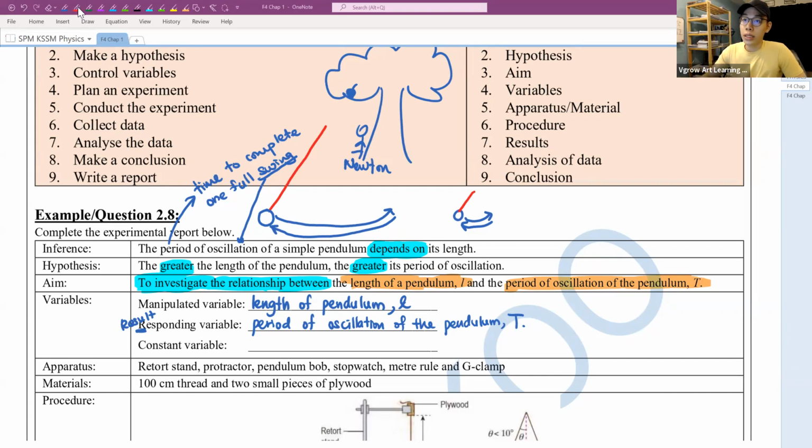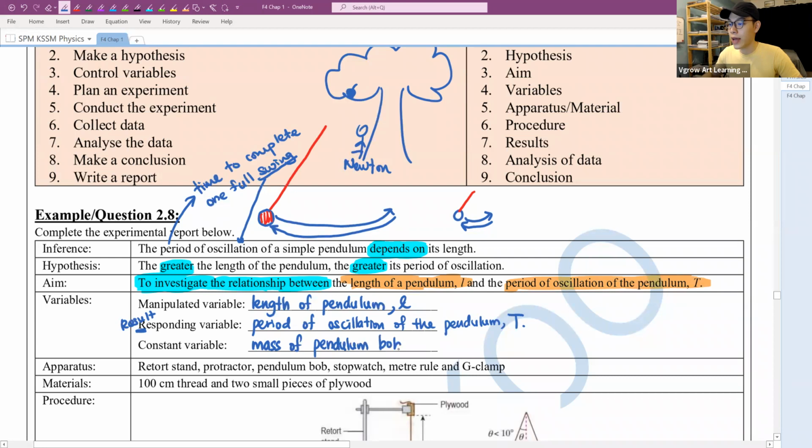The whole thing here, the string together with the ball, is called a pendulum, a simple pendulum. The ball is actually called a pendulum bob. The whole thing is called pendulum, but the ball itself is called pendulum bob. Am I right that I cannot be using different mass of the pendulum bob? It must be fixed. If I keep changing it, then it will affect the period also.